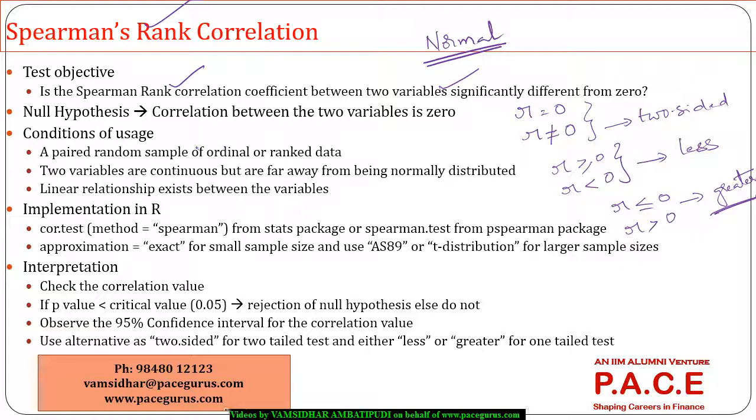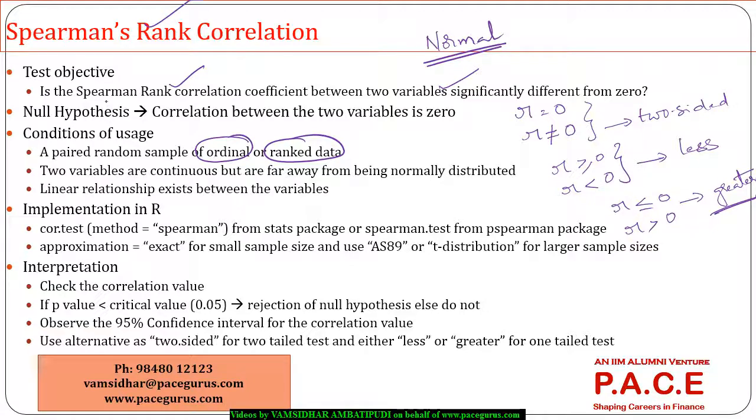So condition-wise, I am looking at a random sample of ordinal data or ranked data. If the data is ordinal or ranked, even if it is in numeric form, I am not supposed to use the Pearson's correlation coefficient because it is applicable only for quantitative data. So if I have ranked data and I want to find out the relationship based on the ranks, not on the absolute values, in that case the Spearman's rank correlation coefficient becomes handy.